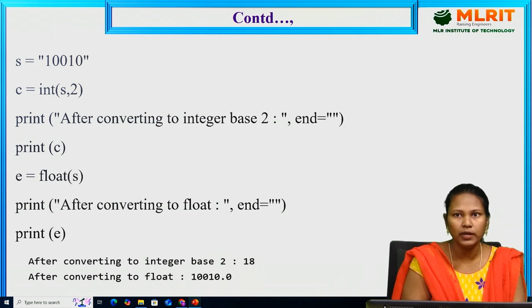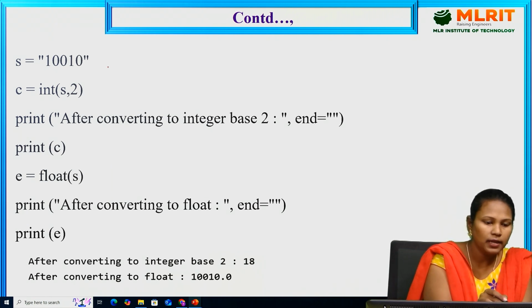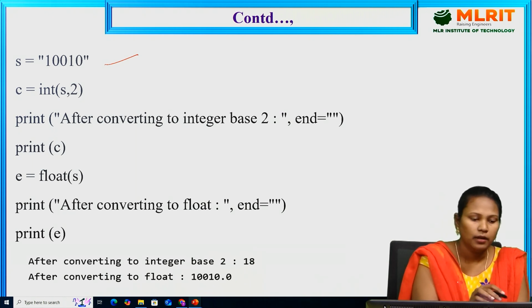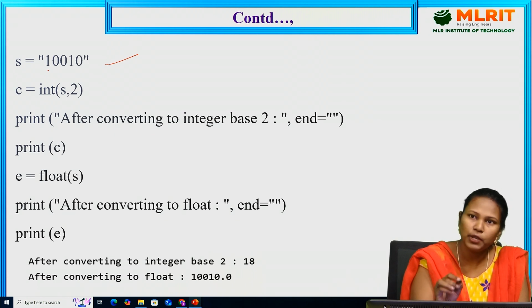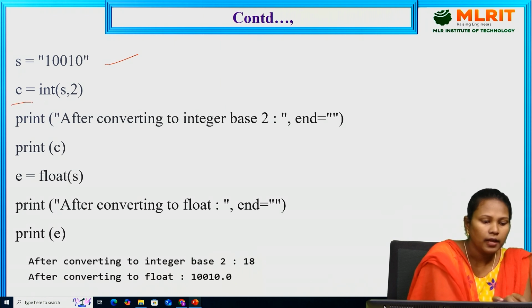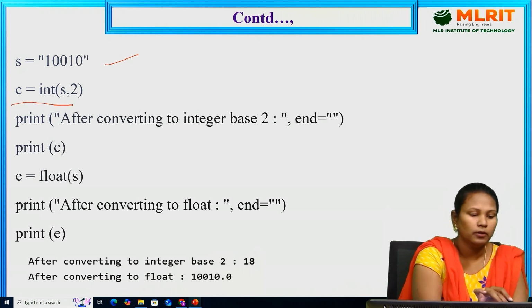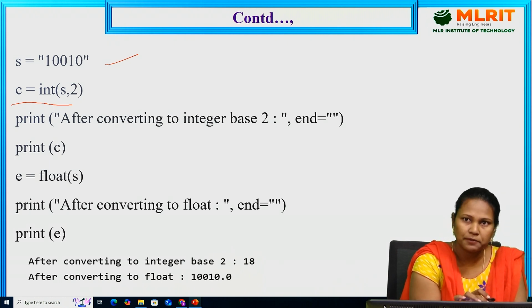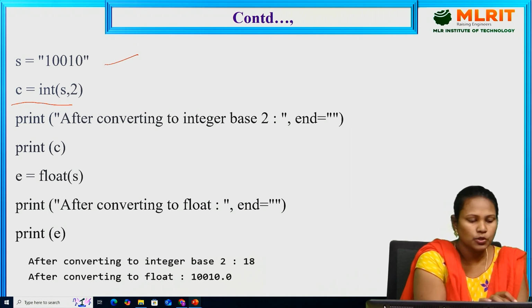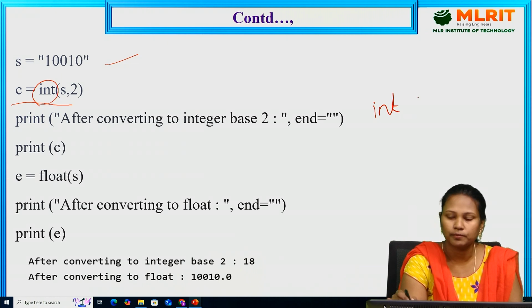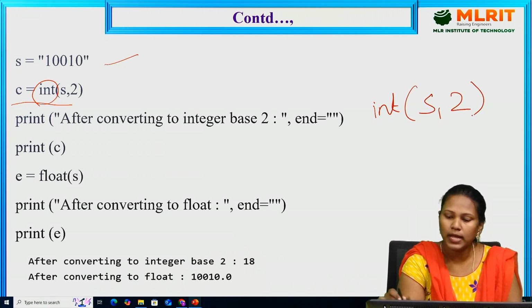So x equal to 2 is the integer type, and c equal to 2.0 is the float type. Now one example for int of a comma base. Here I am giving s is equal to "10010". It is string data. It contains binary digits, but whenever you give it in double quotations, it is taken as a string. Now I want to convert that string data to integer type. It is an explicit conversion, which is why we need to specify what type we want to convert to. So I want to convert into integer: int of s comma 2. Here s is the string value.